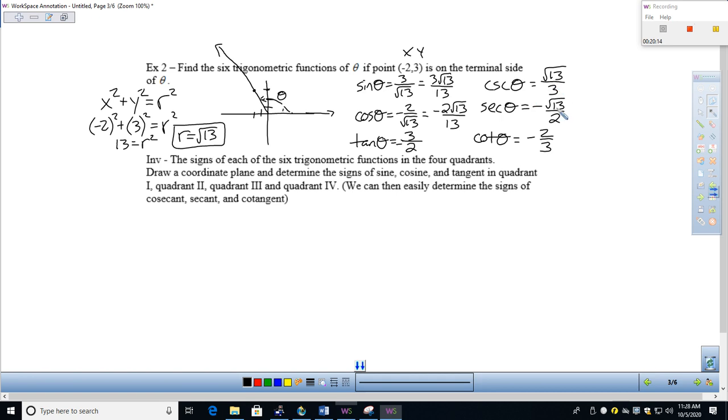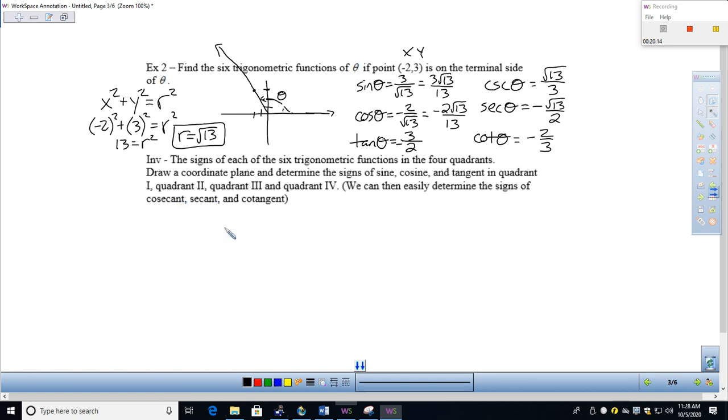Okay, good. Little concept here to explore. So the investigation, I'm going to go ahead and read it through. It says, find the signs of each of the 6 trigonometric functions in the 4 quadrants. I guess that's what we're looking at. Draw a coordinate plane and determine the signs of sine, cosine, and tangent in quadrants 1, 2, 3, and 4. And then obviously if we can do those, then we can talk about the reciprocals.